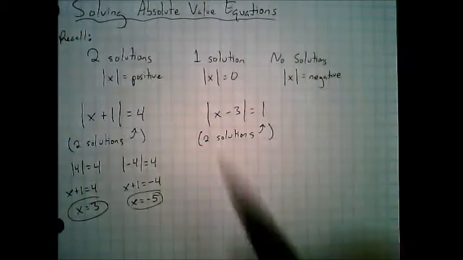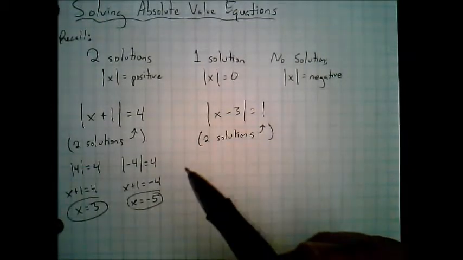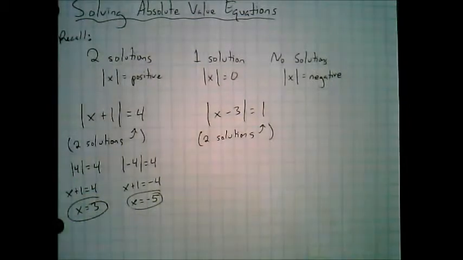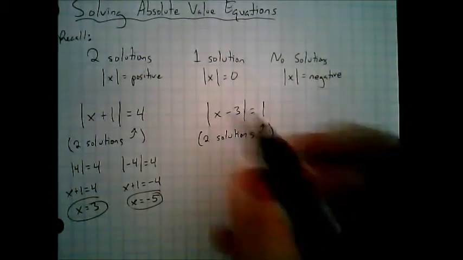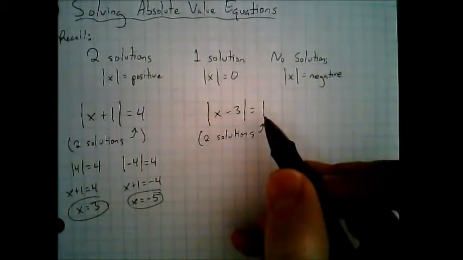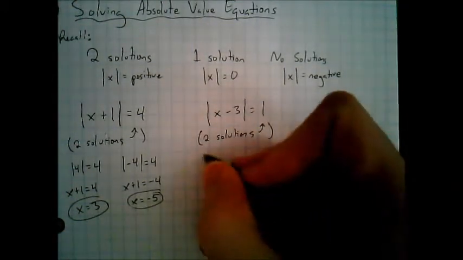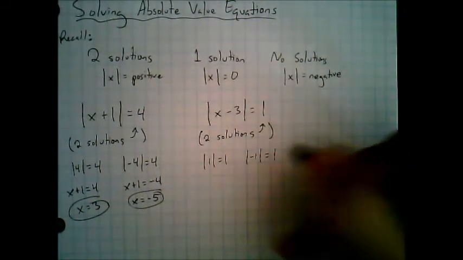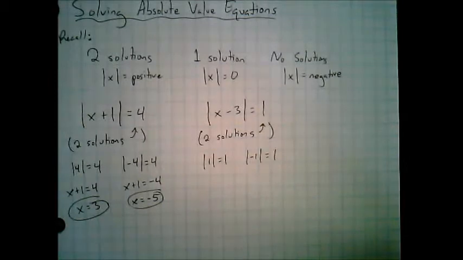Again, we're trying to find what value of x is going to make this equation true. We know there's going to be two possible values because we have the absolute value that equals a positive number. So let's find both of them. So again, our thinking is, if I could get x minus 3 to equal 1, I'd be taking the absolute value of 1, because the absolute value of 1 equals 1, and the absolute value of negative 1 also equals 1. This is how I get my two solutions.